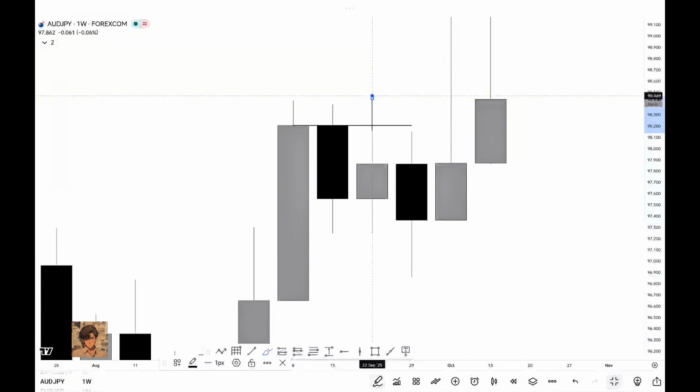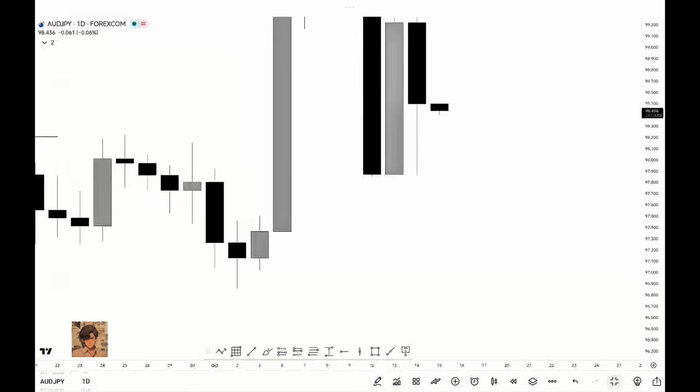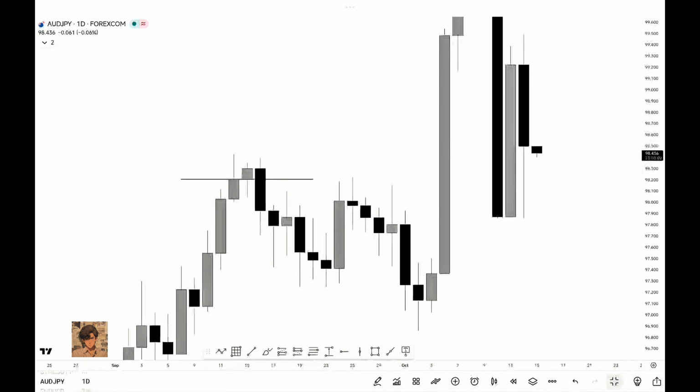So now that weekly rejection, let's investigate it on a daily time frame scale. When weekly rejects weekly, you check daily for confirmation. When daily rejects daily, you check H4 for confirmation. When H4 rejects H4, you check 1 hour, 2 hours for confirmation of that rejection. So let's check the daily time frame to see the clear picture for this. Take a look at what we have here, right?